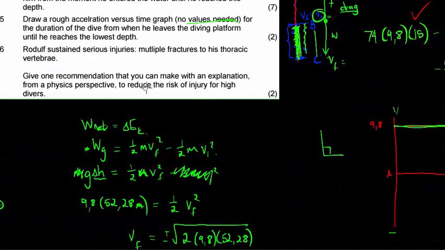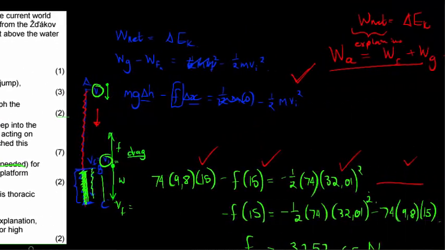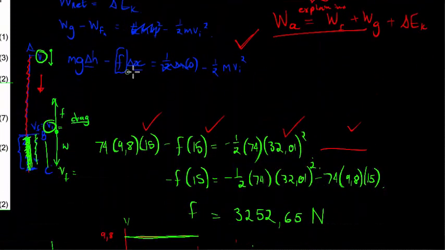Okay, the next question. Give one recommendation that you can make with an explanation from a physics perspective to reduce the risk of injury for high divers. So let's quickly look at this formula here. If I change this formula, what causes the injury? Why is he getting hurt? It's because of too much force. Whose force? The water's force acting against him. He's acting on the water, and the water is acting on him.